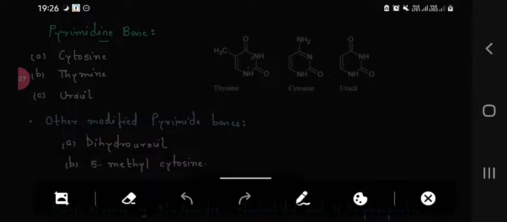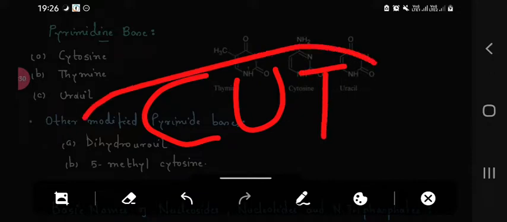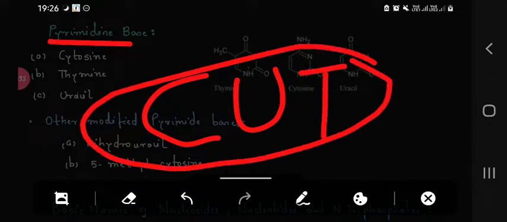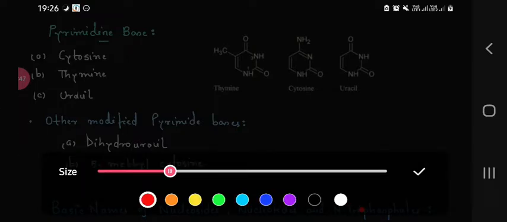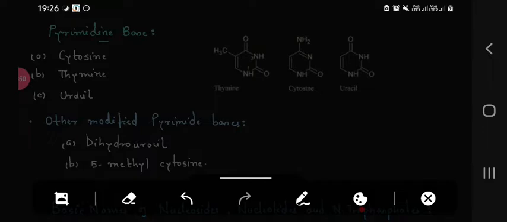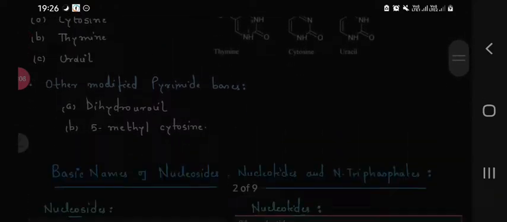Okay. Pyrimidine base: cytosine, uracil and thymine. Just learn it by this mnemonic: CUT is for pyrimidine bases. So thymine, cytosine and uracil. Other modified pyrimidine bases are dihydrouracil and 5-methylcytosine. Okay. And how we will name these like this: so 1, 2, 3, 4, 5, 6. Okay, not like this. We have to move like this: 1, 2, 3, 4, 5, 6. Okay, in cyclic manner we have to move.